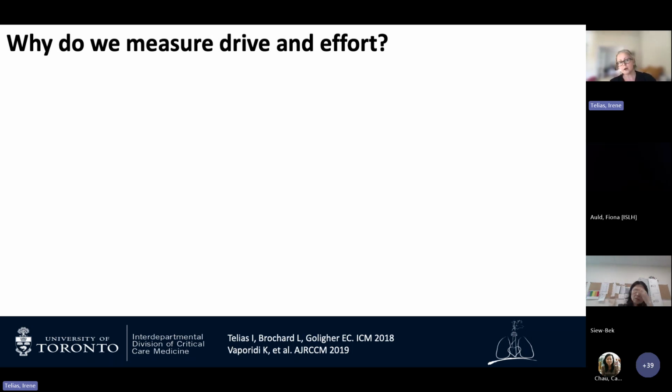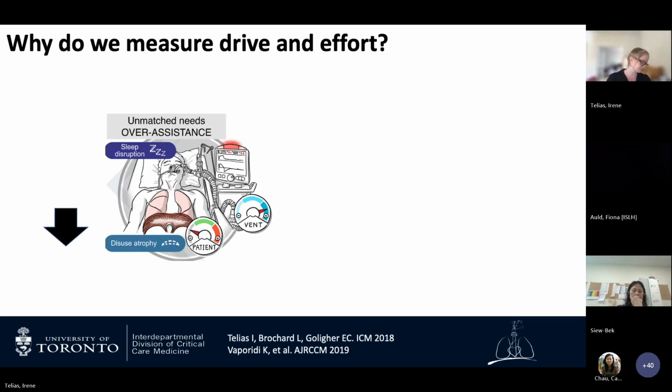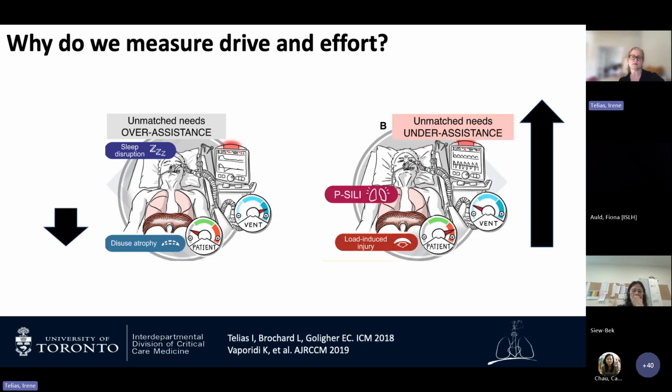So from a clinical perspective, why do we care about measuring respiratory drive and inspiratory effort? Because both situations where our respiratory drive and inspiratory effort is very low, which we like to call over assistance, excessive assistance, or sedation, and situations where your respiratory drive and effort is very high, are very common in the ICU, and they can lead to specific deleterious consequences. Okay, so I highlighted in this graph some of it. For example, sleep disruption, diffuse muscle atrophy in the context of very, very low respiratory drive and effort.